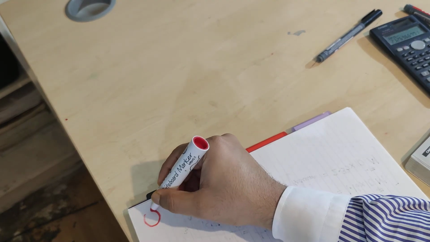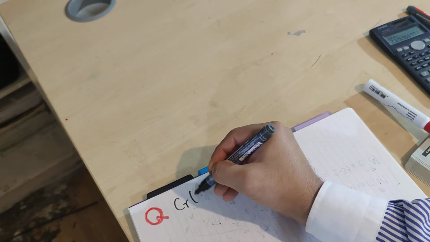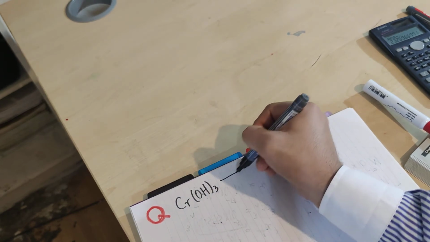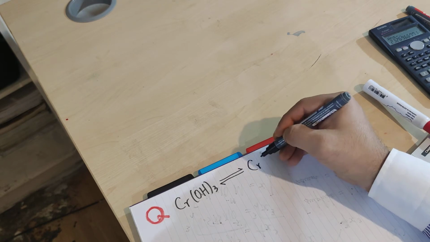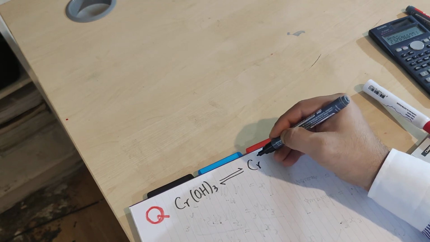The other kind of question you need to worry about is if it's a trivalent ion. So for example, if it's chromium hydroxide, be careful, because chromium has variable valency because of its transition metal origins.